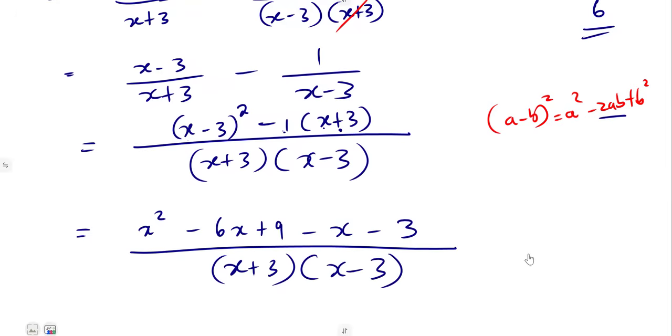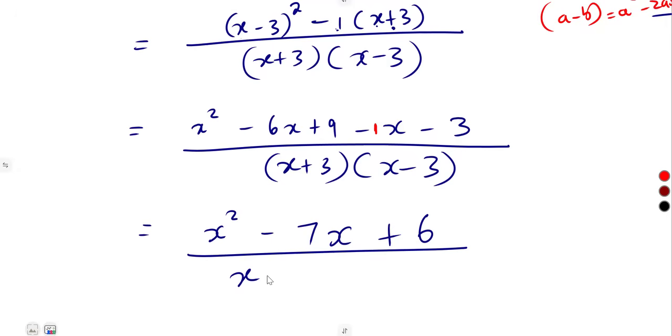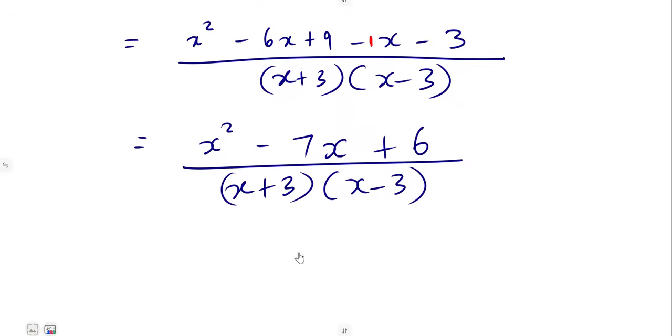So we are going to collect our like terms from here. We have minus 6x and minus x. So that is x squared, minus 6 minus 1, that's minus 7, so minus 7x. 9 minus 3 is a positive 6. Everything over our denominator. So we do not know what's going to happen here, so the best way is to factorize our numerator.